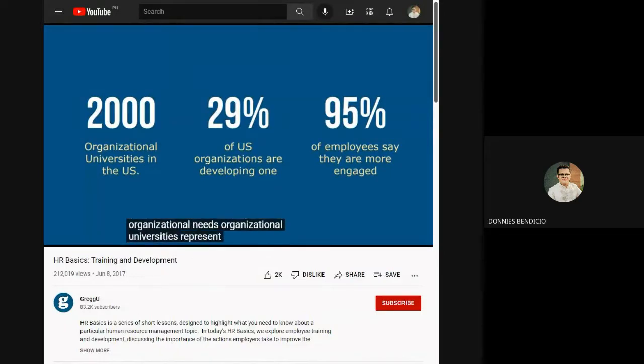Organizational universities represent one of the most powerful growing trends in the organizational environment today. Experts estimate that more than 2,000 organizational universities exist in the United States. The number of organizational universities is growing. Currently, 29% of organizations are establishing an organizational university or planning to do so, and 95% of employees indicate a greater interest and connection with learning through an organizational university. The organizational university phenomenon is an important tool to help HR strategically manage talent and implement great learning and development.